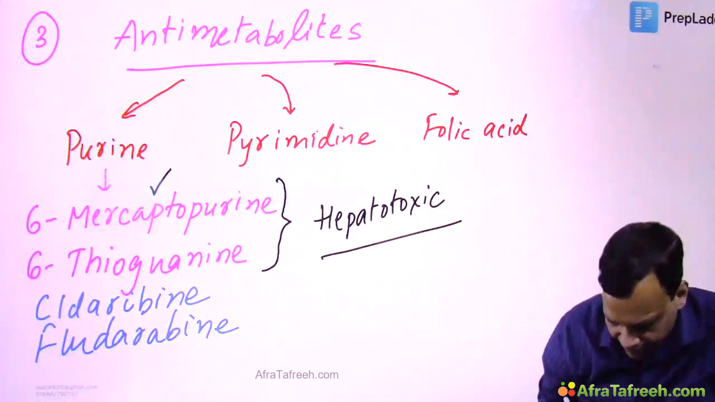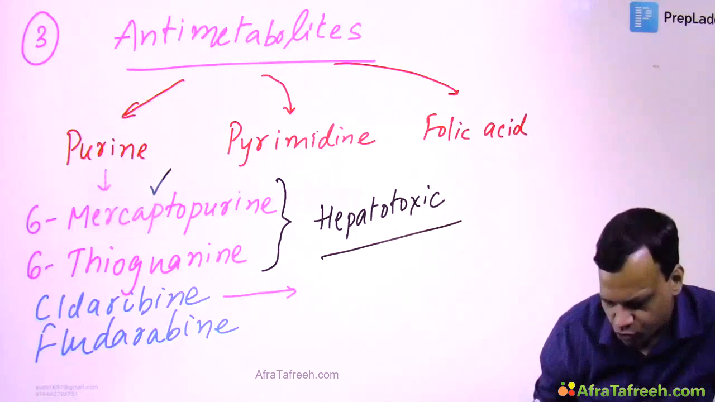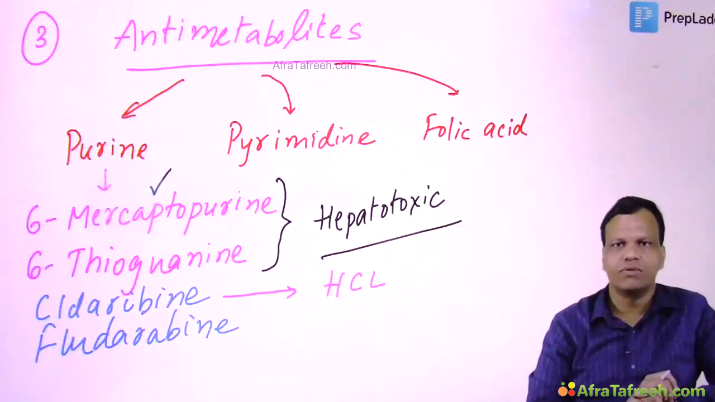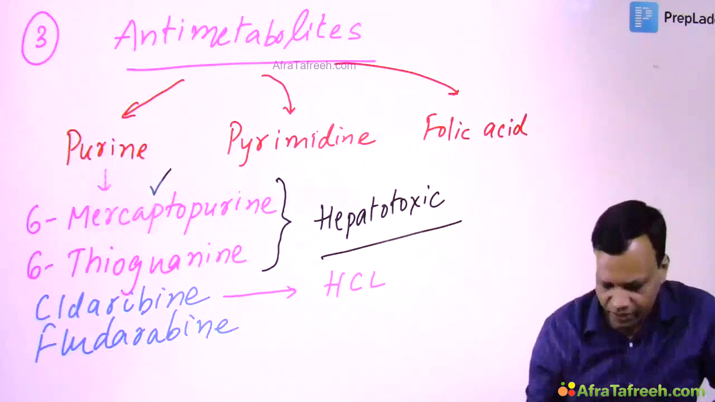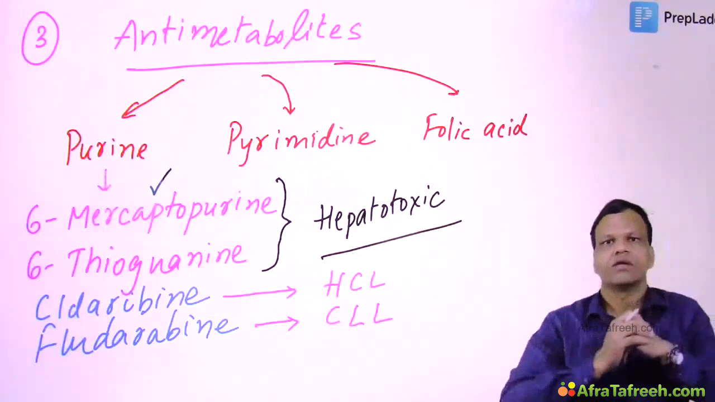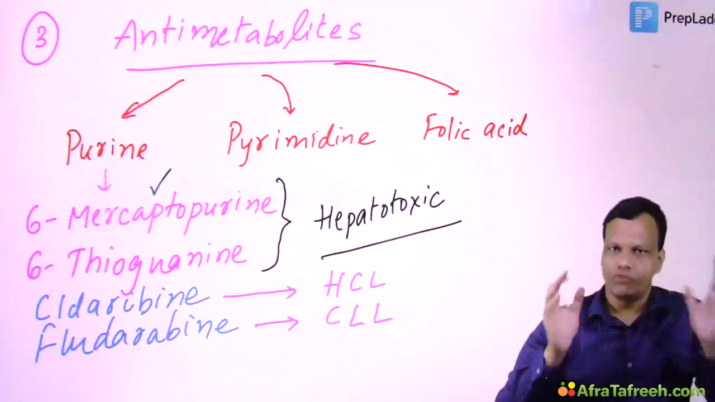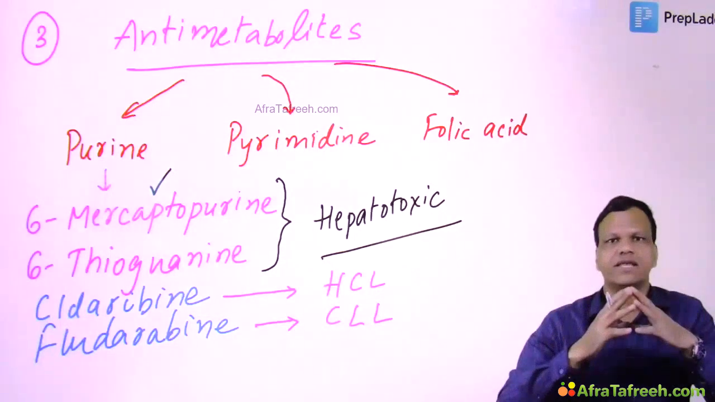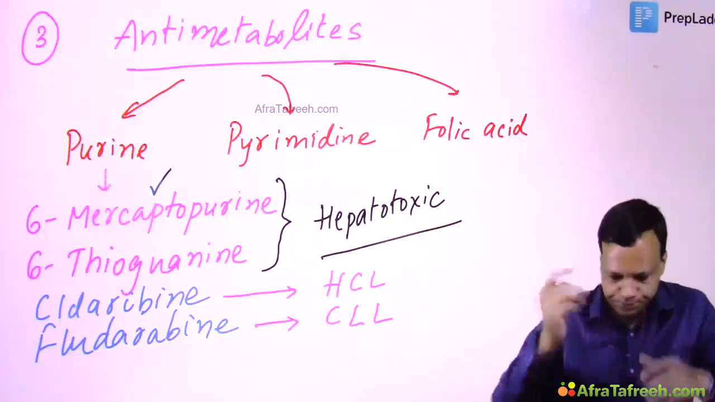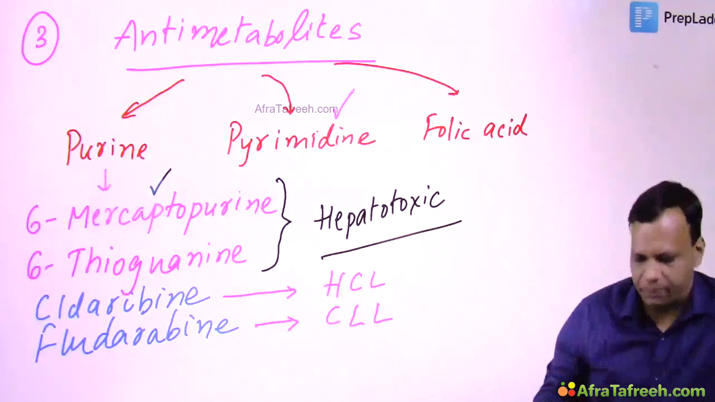Then cladribine is a drug of choice for hairy cell leukemia, whereas fludarabine is drug of choice for chronic lymphoid leukemia. For chronic lymphoid leukemia, fludarabine is drug of choice. For hairy cell leukemia, cladribine is a drug of choice. Clear? Now moving to drugs similar to pyrimidines.